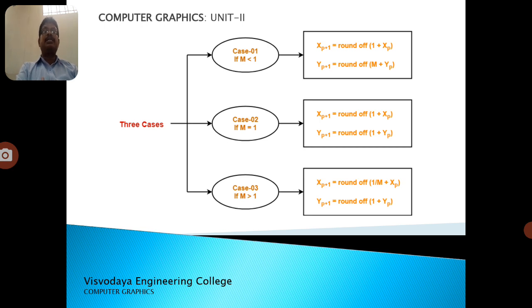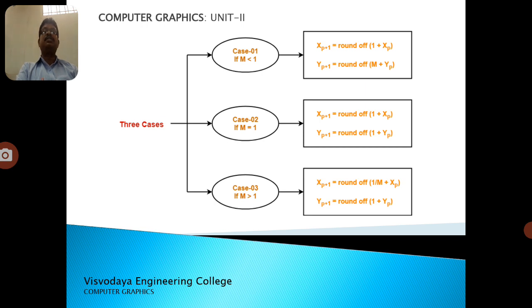And the third case is if the slope value m is greater than 1. Then we find the next parameter: xp plus 1 equals round of 1 by m plus xp, and yp plus 1 equals round of 1 plus yp. So these are all the conditions given by this algorithm. We are not finding any other notations here, because of the DDA procedure; the three cases are defined.